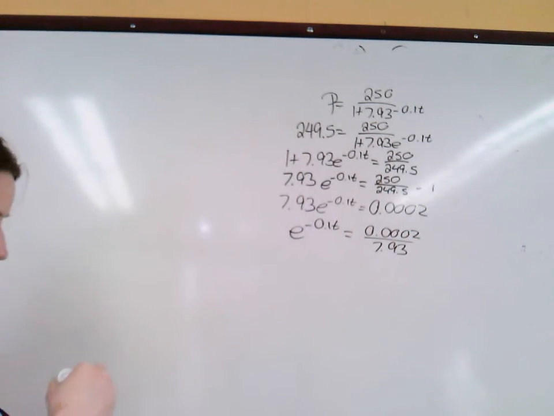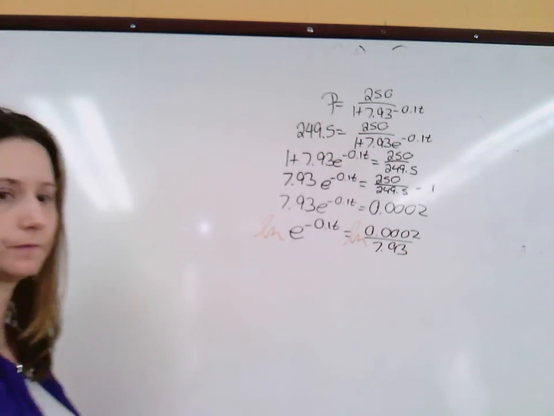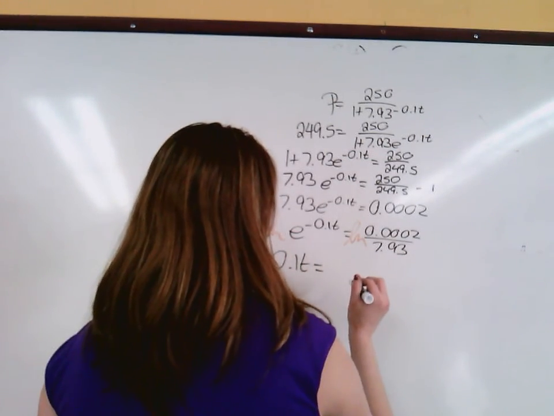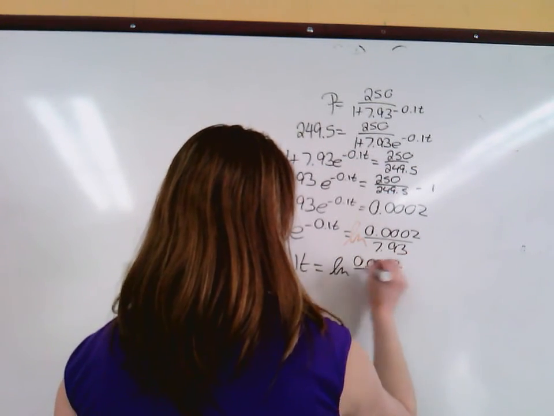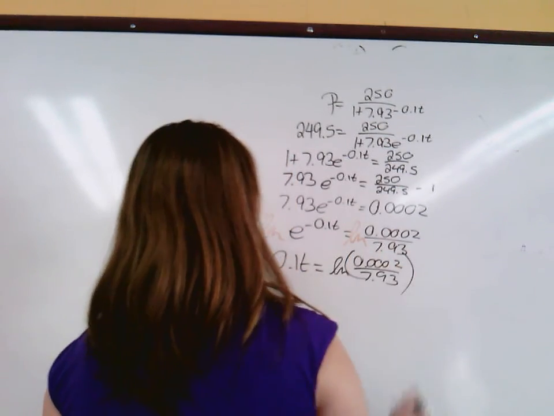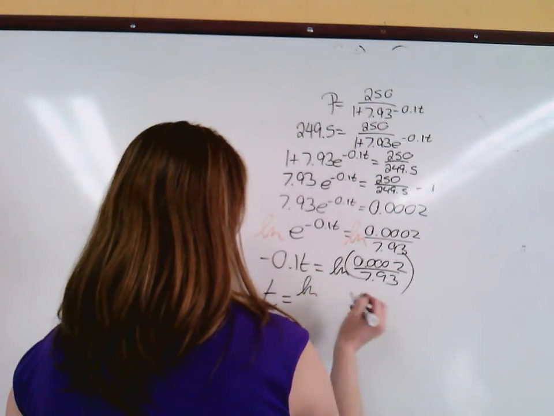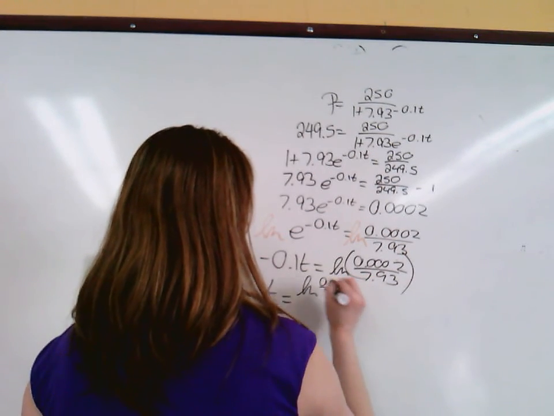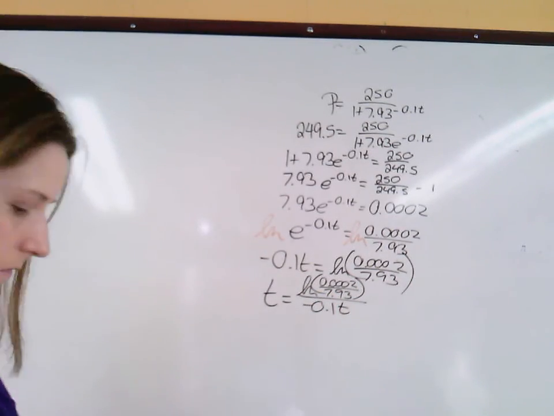Natural log both sides to bring the t down. So you get negative 0.1 t equals ln of 0.002 over 7.93, okay, that's 0.002. So t is going to be ln of 0.002 over 7.93 divided by negative 0.1, which is going to give you 81 years.